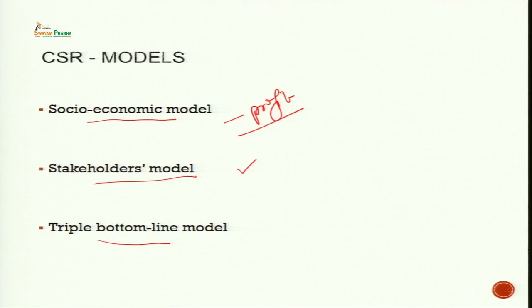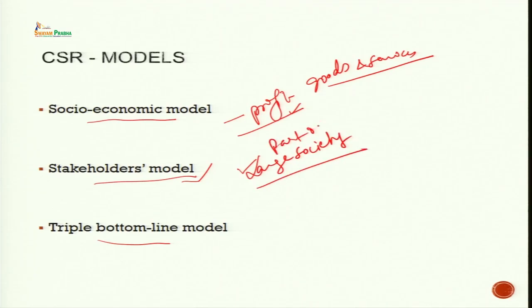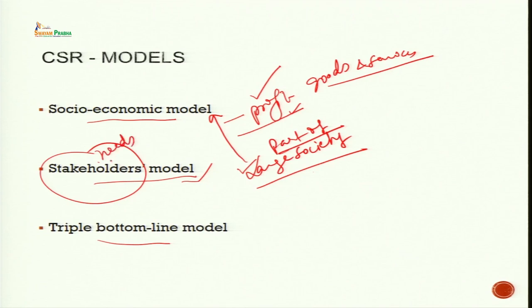Socio-economic model maintains that the only social responsibility of any business is to supply goods and services to the society at large and make the profit. The proponents of this model consider profit as the only criteria for measuring the efficiency of a business. They also tend to view the social involvement of business as an expense and overemphasize the cost of social involvement. While the stakeholder model views business as part of a large society. So, since business is a part of large society, and besides achieving economic results, which was the profit, which was the main concern of socio-economic model, this stakeholder model also talks about the need fulfillment and requirements of stakeholders of the business. So, their needs are also important in stakeholder model.